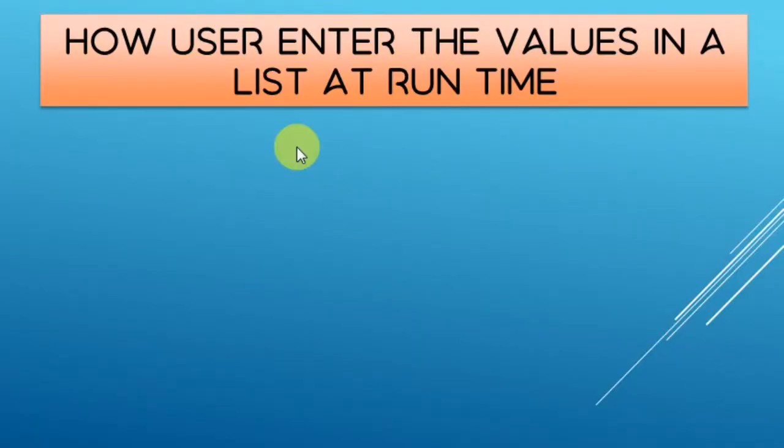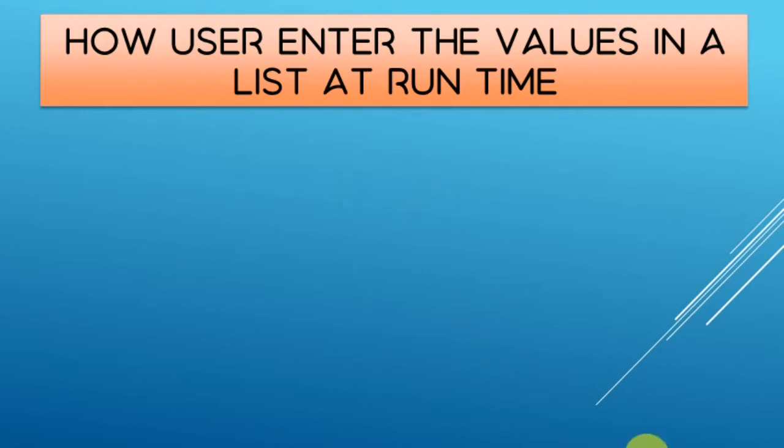Now we discuss how a user enters the values in a list at runtime. If I need to enter numbers using input, through the keyboard, how do we enter the numbers in a list? We know how to accept values using input and store a value or a string in a variable. But in the case of a list, how are we going to enter that?